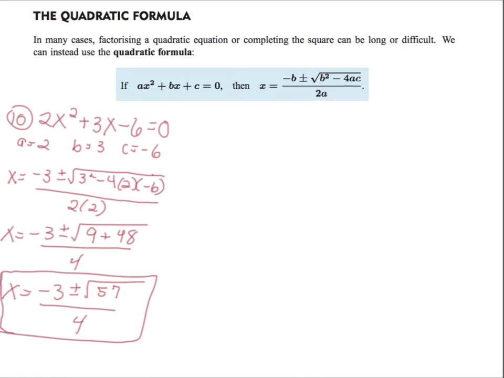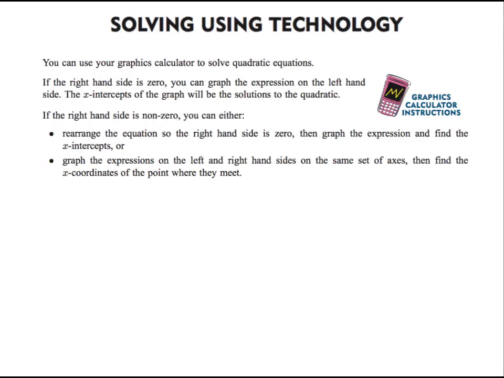The last method of solving quadratic equations we learned last year is to solve using technology, or using our calculator. There are two main ways to do this using the graphing process of your graphing calculator. One, you rewrite the equation so it's set equal to 0. Then you plug it into your graphing equation, graph it, and find your x-intercepts.